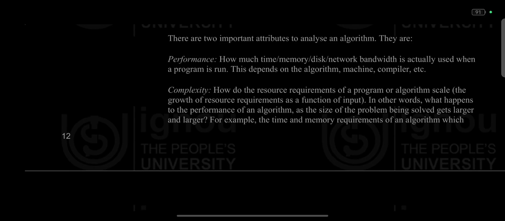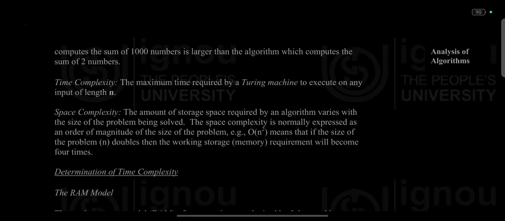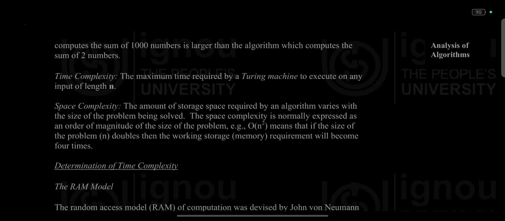Complexity: how do the resource requirements of a program or algorithm scale? The growth of resource requirements as a function of input. In other words, what happens to the performance of an algorithm as the size of the problem being solved gets larger and larger. For example, the time and memory requirements of an algorithm which computes the sum of 1000 numbers is larger than the algorithm which computes the sum of two numbers.